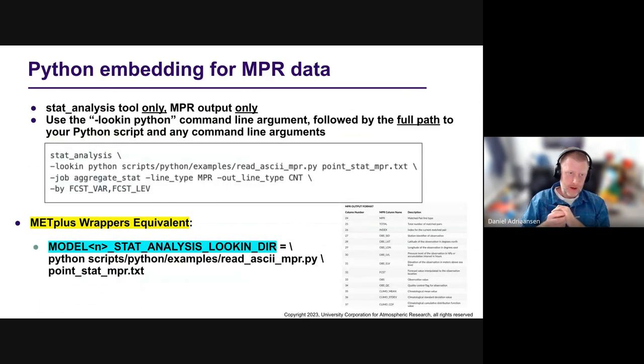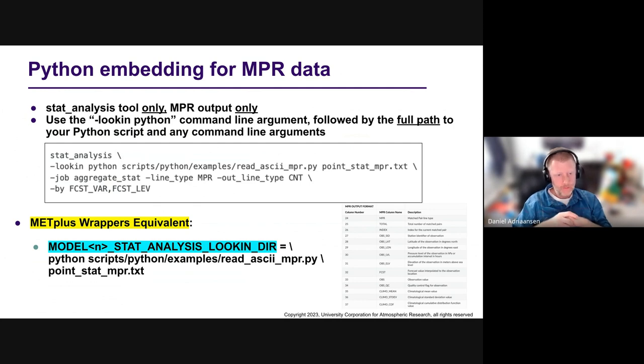Okay, so we'll move on from gridded and point data to MPR data. This is matched pair data. Before we go any farther, I just wanted to note that this is for the stat analysis tool only, and it applies to MPR output only. There are lots of different line type outputs that you can get from the MET tools, but in the lower right corner, I've included an example of the MPR output format, and this is the only format that's supported by this Python embedding capability right now. We've had some discussions internally about supporting other line type flavors, and that's certainly possible, but right now this is the only functionality that exists.